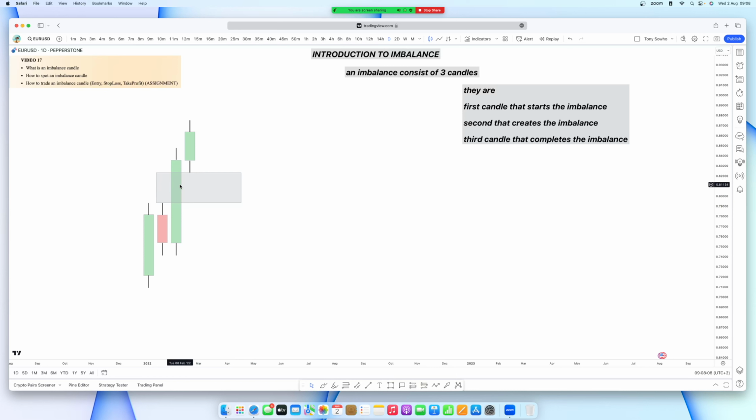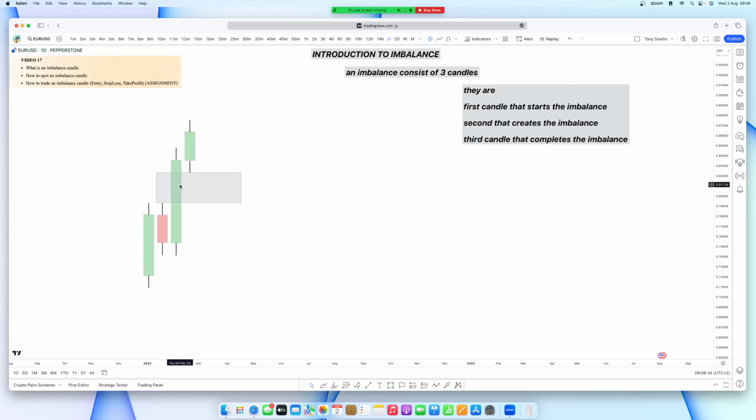This is what we call an imbalance. Some people call it a different name. You can hear some people say it is called a fair value gap. Some will call it inefficient price action, some imbalance. So we have different names for it, but it all means the same thing: an imbalance.